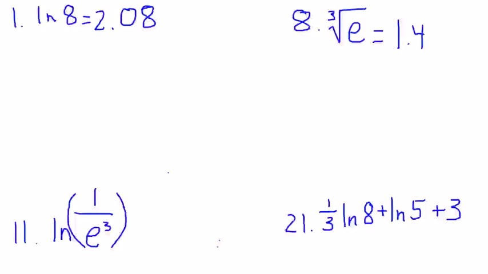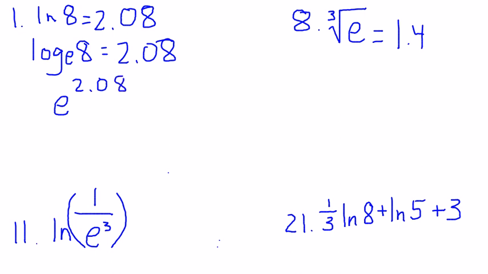So I'm going to write number 1 in exponential form. So you can think about this as log base e of 8 equals 2.08. So e is just a number, it's about 2.7. So in exponential form, it's e to the 2.08 equals 8.